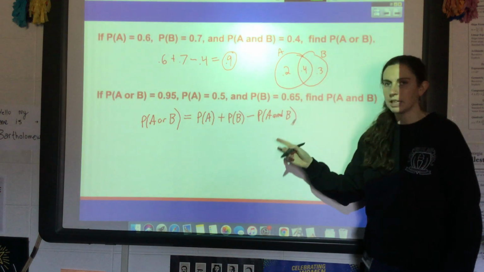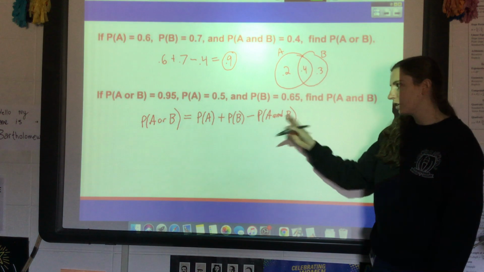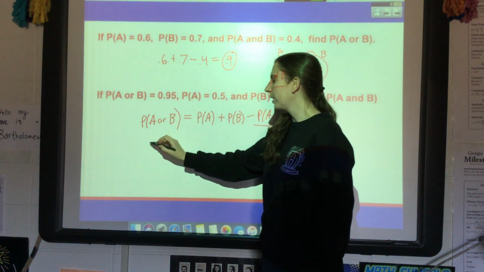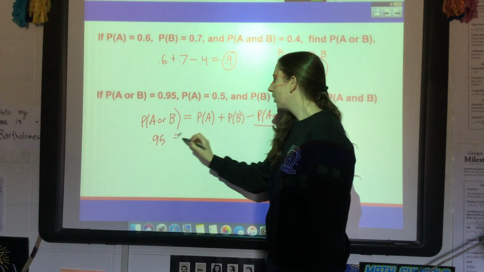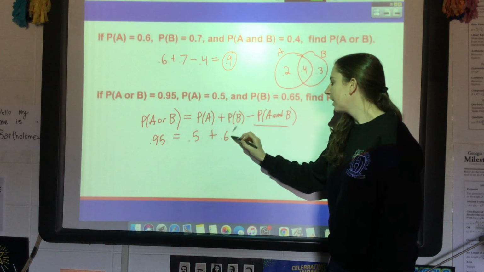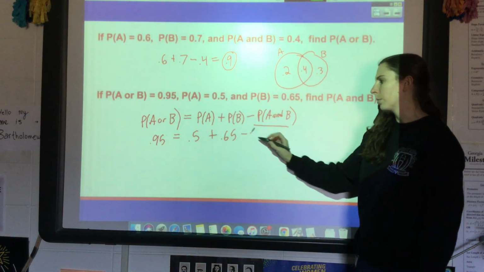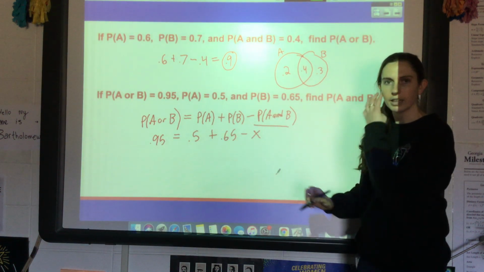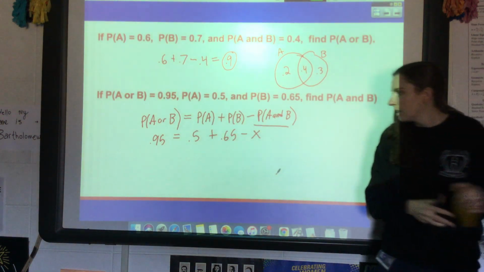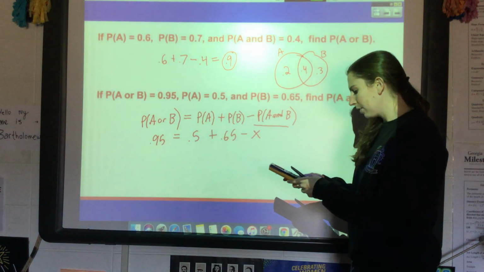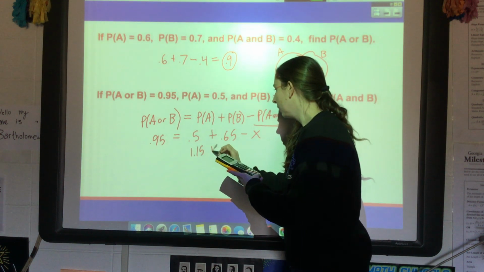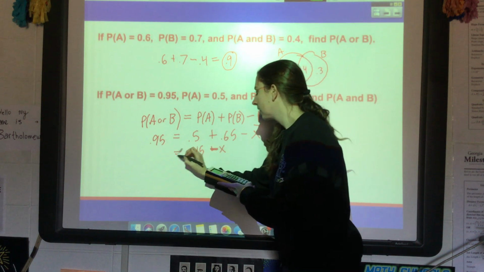I can actually use this, fill in everything I have to solve for this right here. Because I know that A or B is 0.95, I know that probability of A is 0.5, B is 0.65, and now I can just solve for this. I'm going to call it X just to make my life a little easier. So just solve it like with normal algebra here. I'm going to do 0.5 plus 0.65, which is 1.15, minus X.